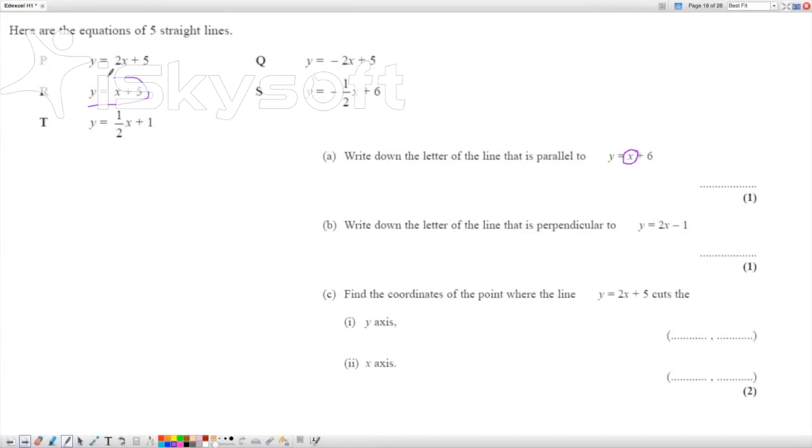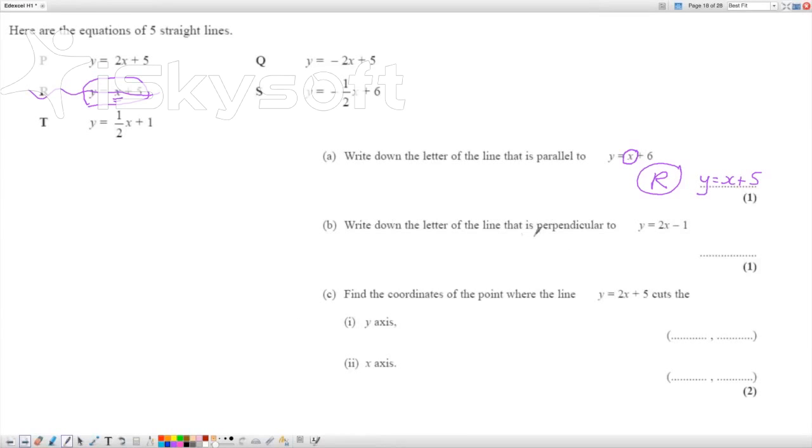So here we have the same part for x. Doesn't matter about the 5 and the 6. The number in front here of the x. So that's our equation, letter R. So we can cross that one off, that won't be used again. Let's take a look now at the next one.